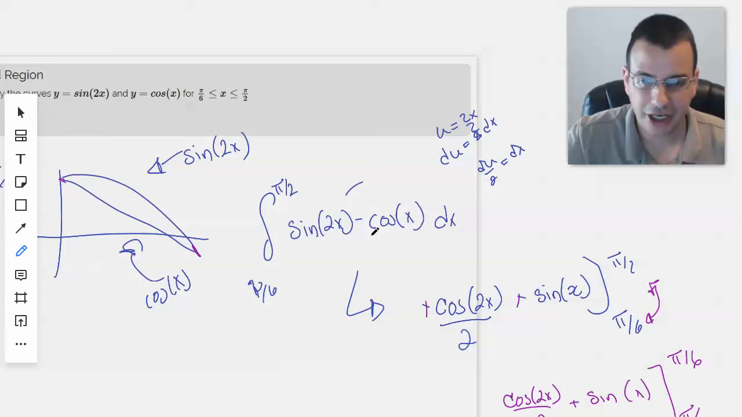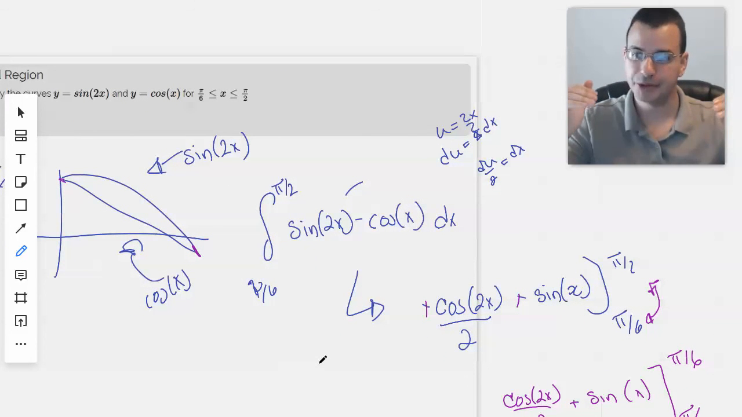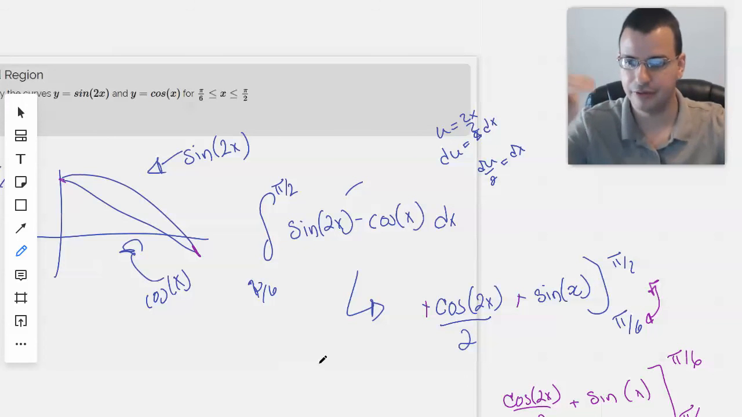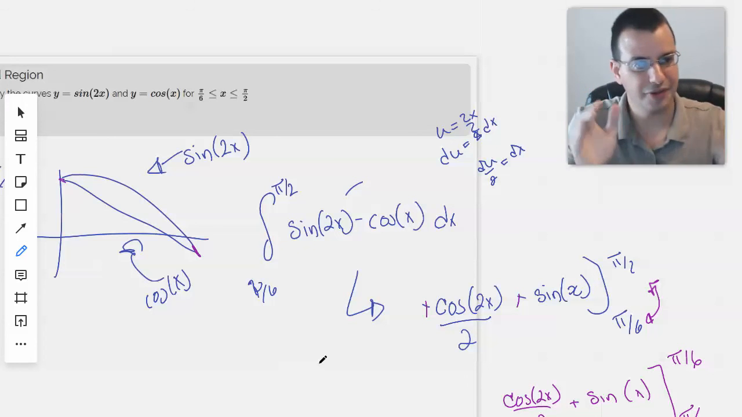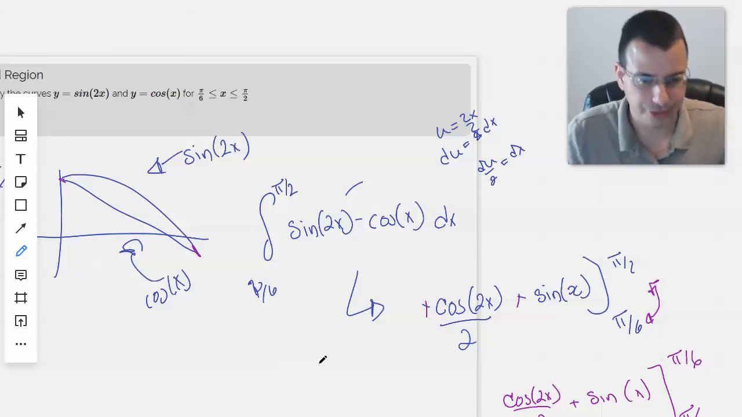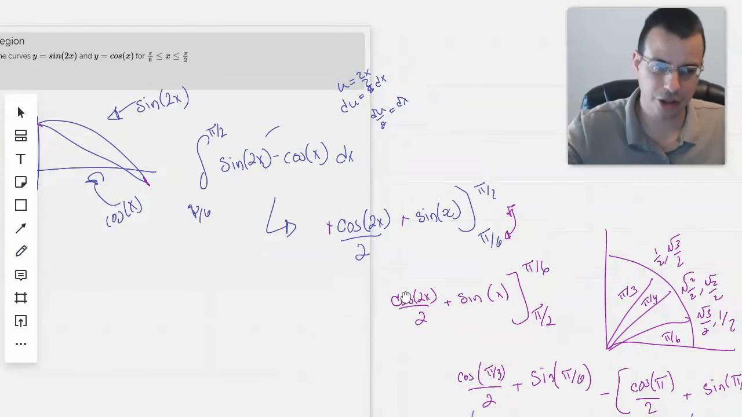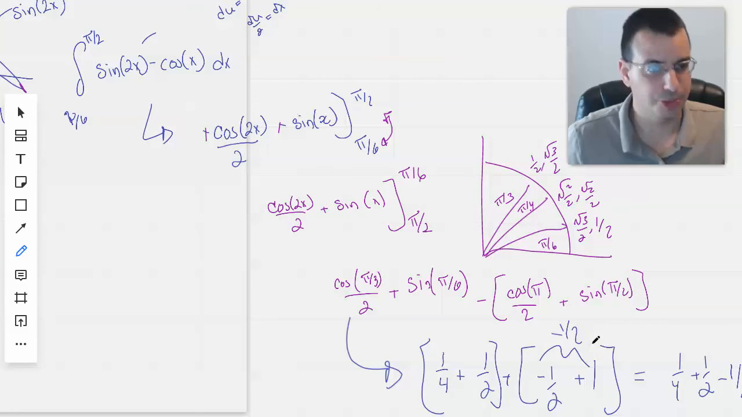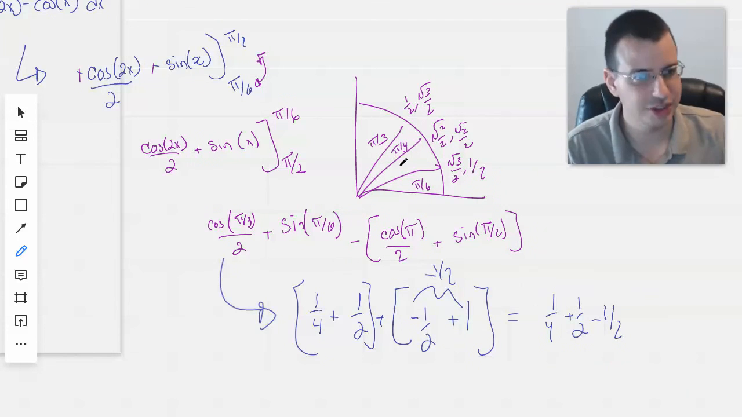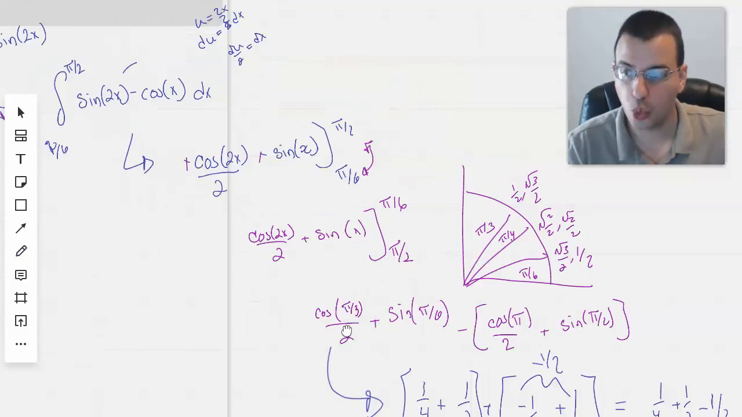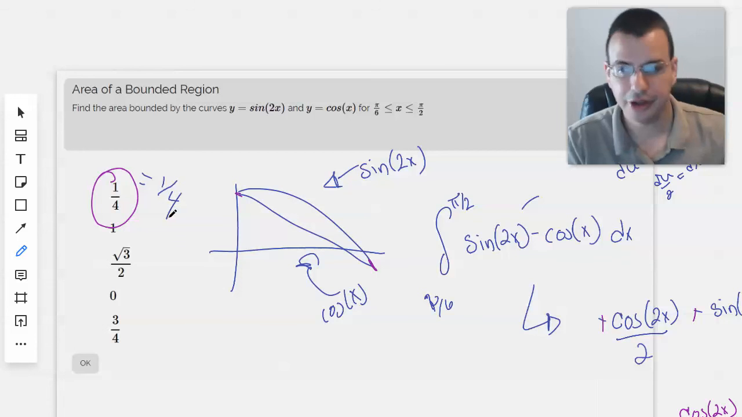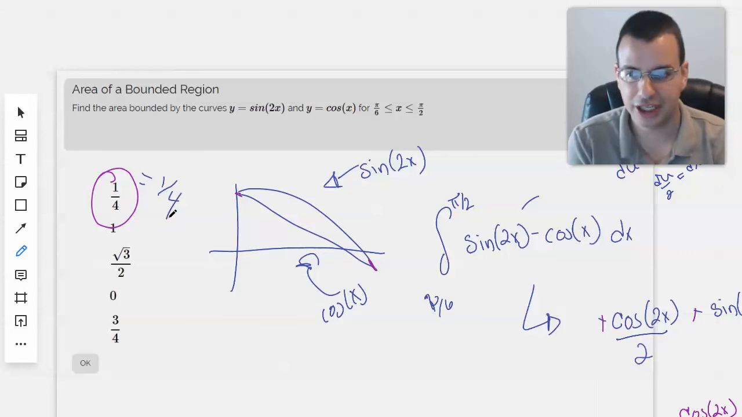So we then do sine of 2x minus cosine of x. The sine of 2x was always above cosine of x over this interval, so we could just do this one integral. We didn't have to break it up into multiple integrals. We then go through all the math, which was a surprising amount of math, revisit our unit circle, and in the end we came to 1/4, which was the answer. That is, the area between these two curves is 1/4.